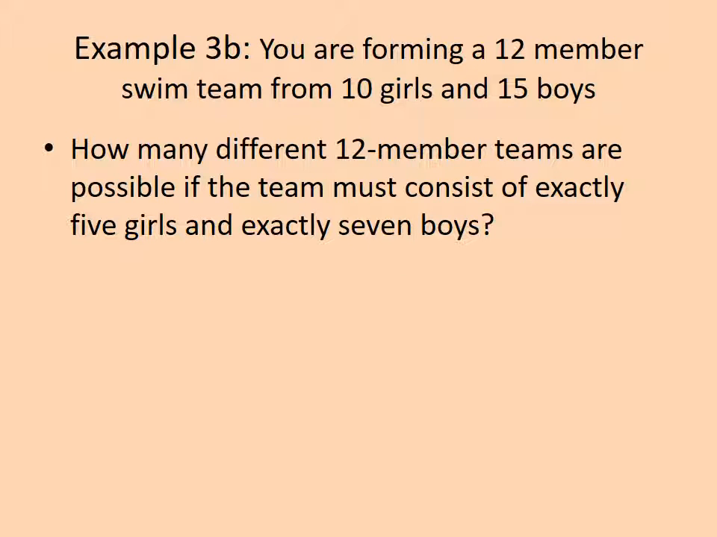You have your same 12-member swim team that you're choosing from 10 girls and 15 boys, but this time you have a different situation. How many different 12-member teams are possible if the team must consist of exactly 5 girls and exactly 7 boys? Once again, order doesn't matter, but this time you're picking specific people for your team. You need a slot for girls and you need a slot for boys. In fact, this problem uses both combinations and the fundamental counting principle.